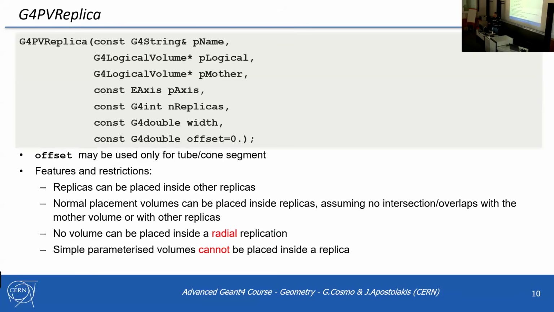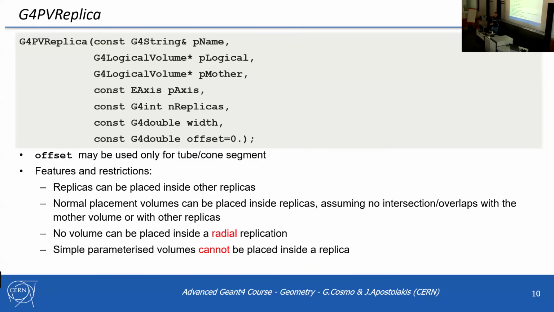So some feature restrictions that you have to take into account is that you can have replicas placed inside other replicas. This is possible, as long as you respect the concept of replica, so that it fills completely the mother volume. Normal placement can be placed inside the replica, assuming that you do it correctly, so you don't cause intersections or overlaps with either daughters or the mother.